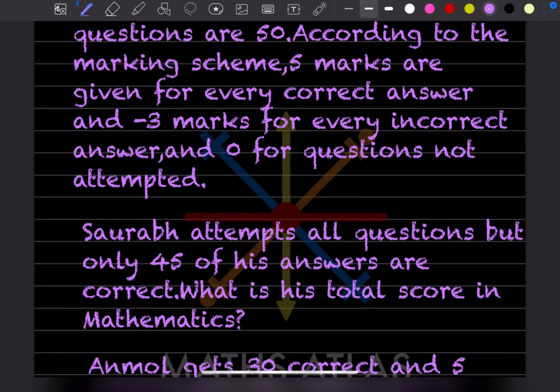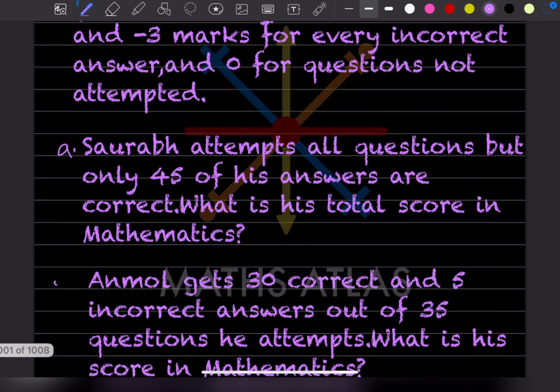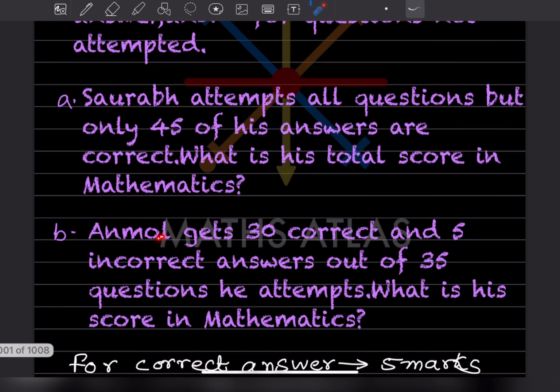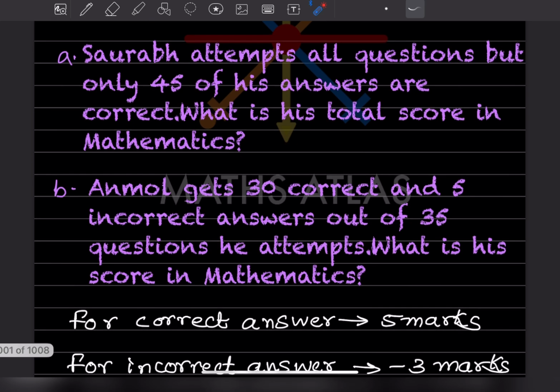Here this is A, and for this one we can put B. So Saurabh attempts all questions, but only 45 of the answers are correct. What is his total score in mathematics? And Anmol gets 30 correct and 5 incorrect answers out of the 35 questions he attempts. What is his score? First, let us see for Saurabh.